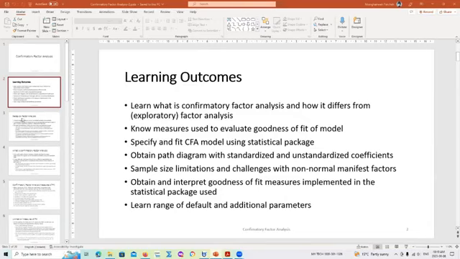So I tried to put some learning outcomes just to focus us on what we should be looking for. The idea is that we want to learn what confirmatory factor analysis is and how it differs from "exploratory" factor analysis. I put exploratory in quotes because usually when we talk about factor analysis, we mean what we call exploratory factor analysis. It's only when we go to confirmatory that we put the adjective.